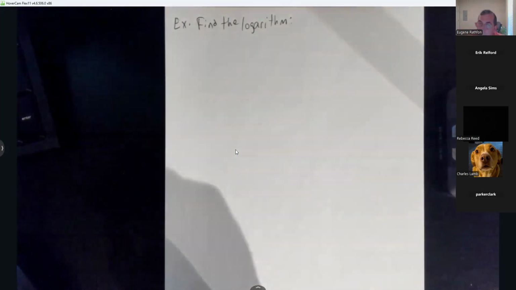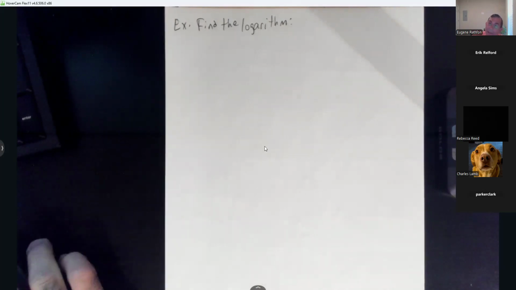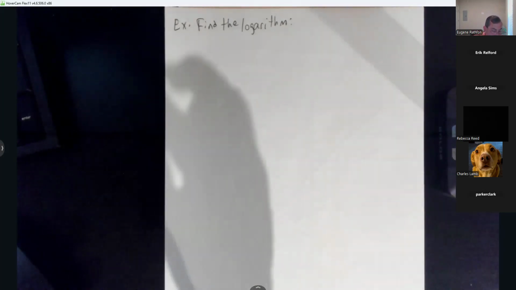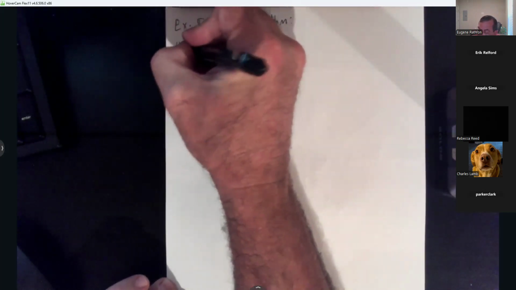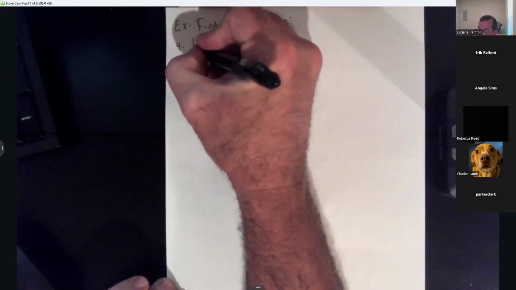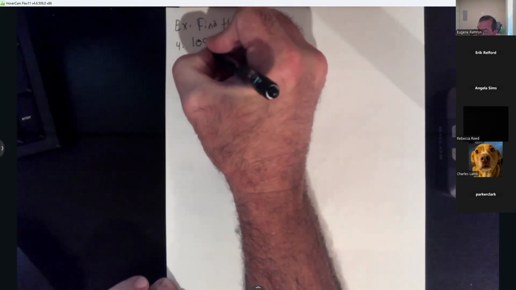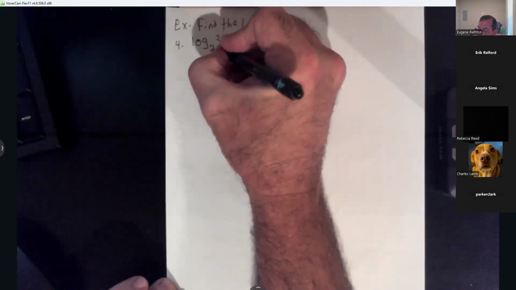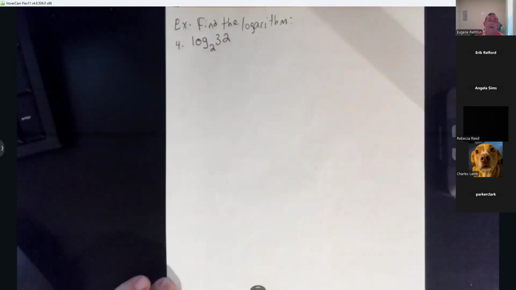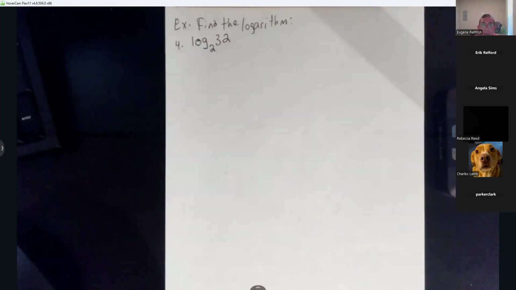Now, some of these, I got to show you some things that you got to recall from the past. But most of these will be straightforward. These are starting at number 4 for me. So I'm going to do a log base 2 of 32. Now, I'll show you how to do these by hand and on the calculator.